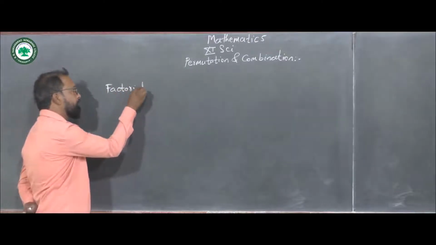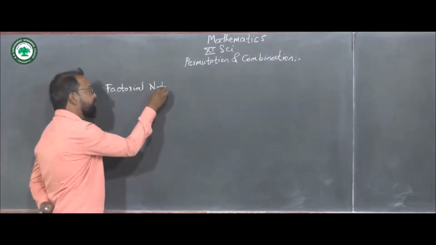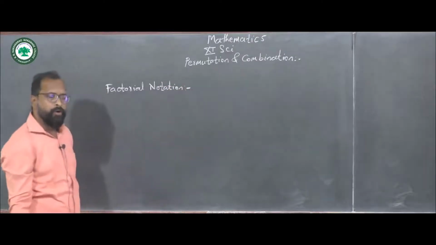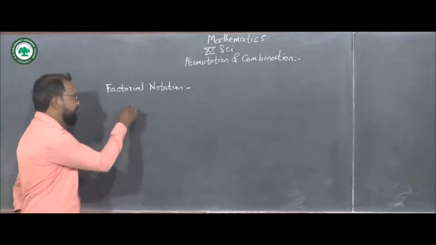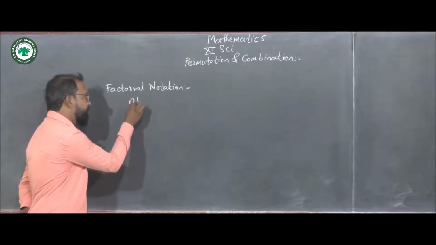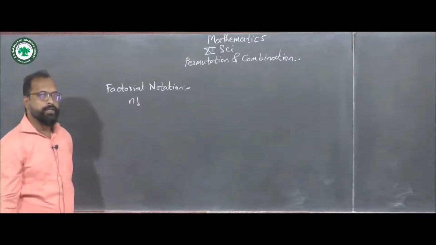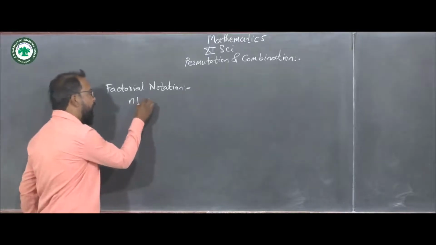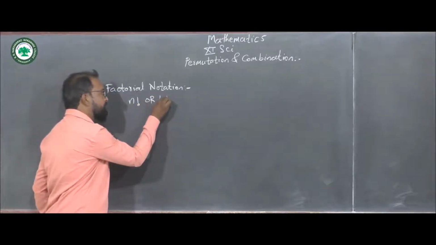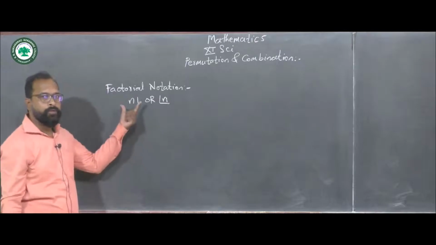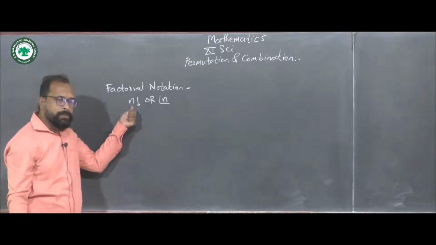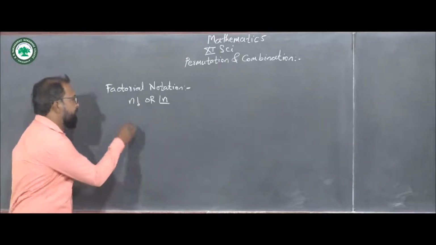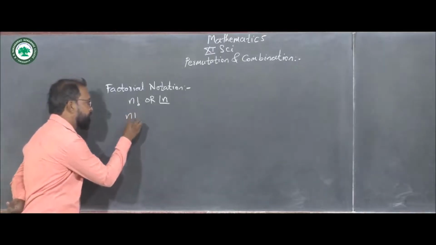Factorial notation. Now, what is the meaning of factorial? For any natural number n, factorial of n is denoted by n factorial. Read it as n factorial, or this is like this, n factorial. Usually we use the first notation. Now, what is the meaning of n factorial?